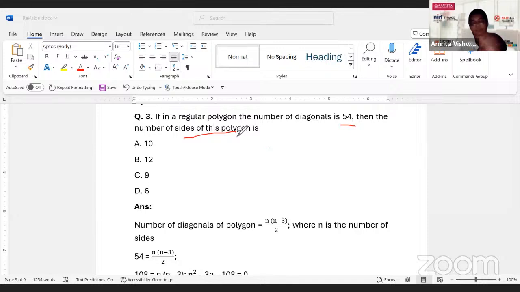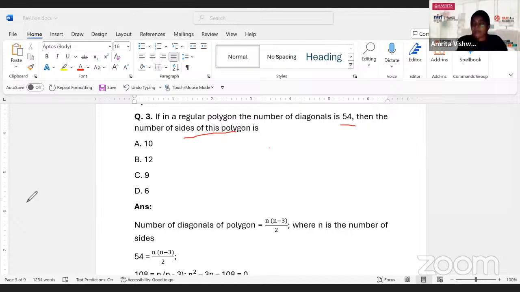Number of diagonals is equal to n into n minus 3 by 2. That's what the basic formula is. So 54 becomes n into n minus 3 by 2, that is 54 into 2, 108 is equal to n into n minus 3. You can form a general equation, you can solve it and you'll get the value. Very basic formula.